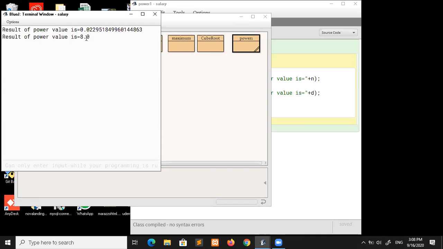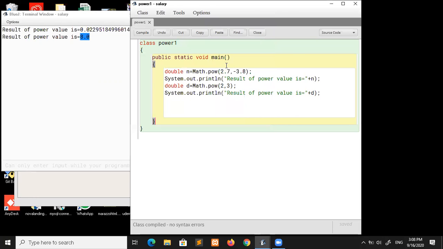So you are aware of this thing, no? 2 to the power 3, for this I showed you 8.0. But the previous one, it's not by heart, no? So you might not be aware. Yes or no? Okay, so this is the inbuilt power method.